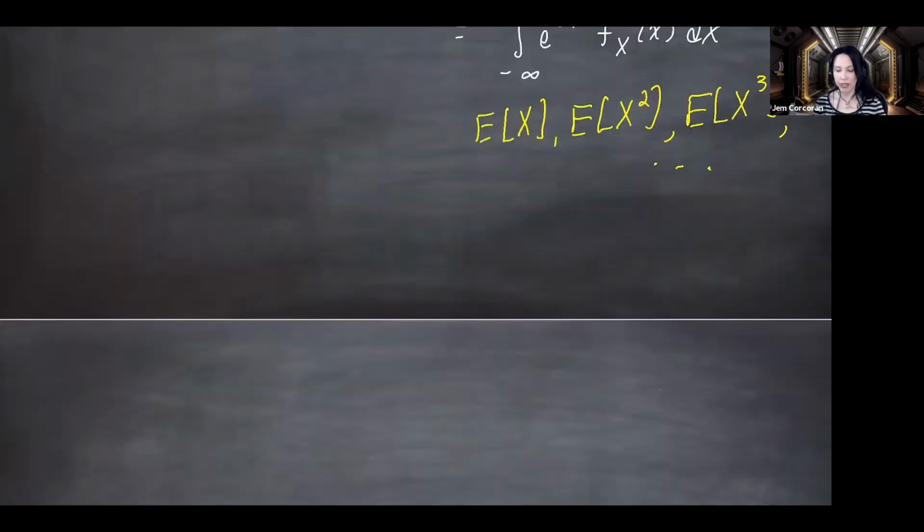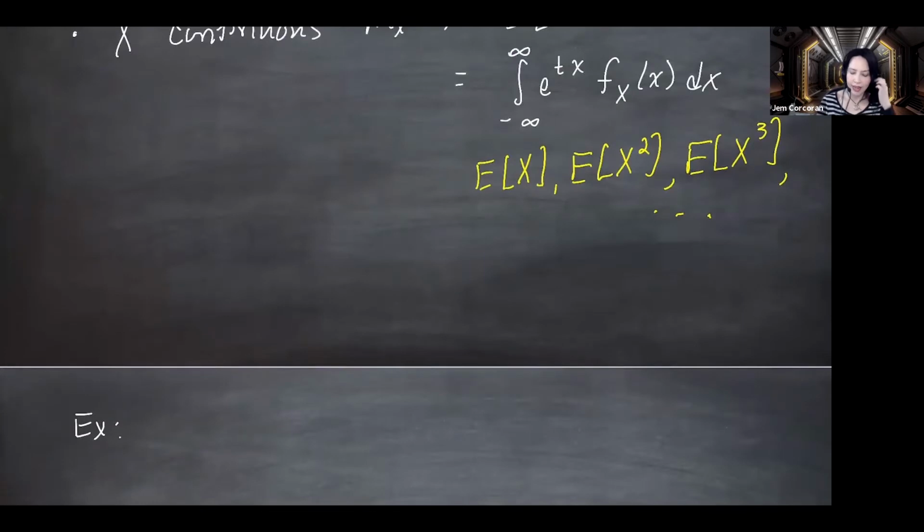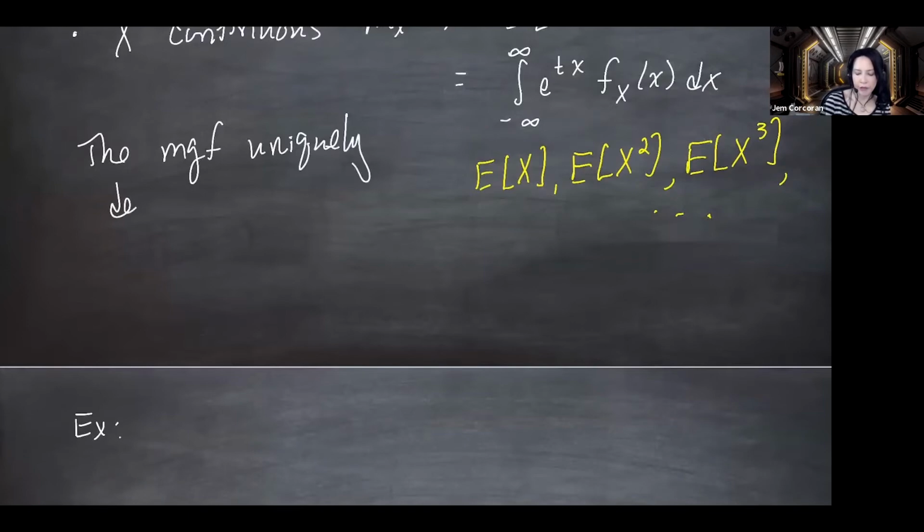Let's look at the Poisson. So here's an example. And that is huge, so I can't not write this. The moment generating function uniquely determines the distribution.